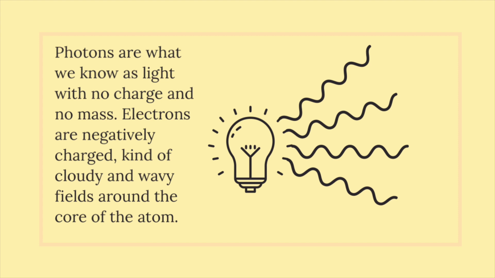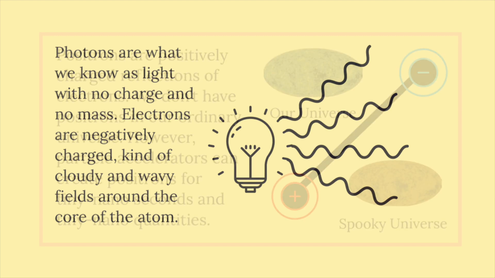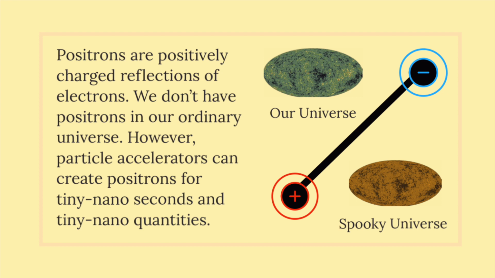Photons are what we know as light, with no charge and no mass. Electrons are negatively charged, kind of cloudy and wavy fields around the core of the atom. Positrons are positively charged reflections of electrons. We don't have positrons in our ordinary universe. However, particle accelerators can create positrons for tiny nanoseconds and in tiny nano quantities.